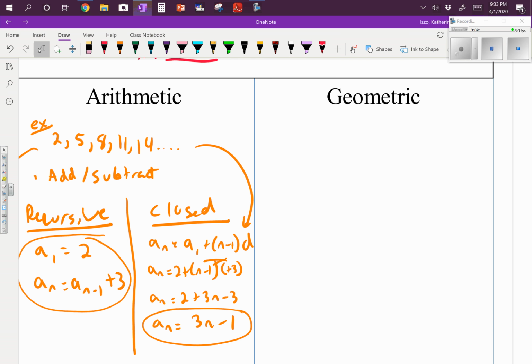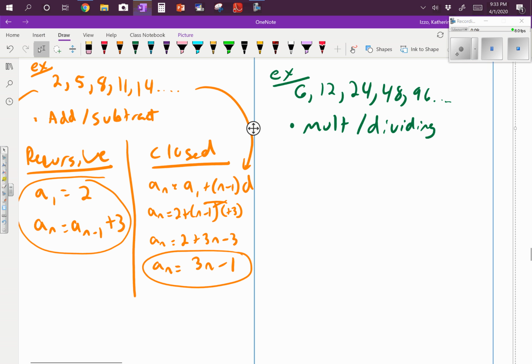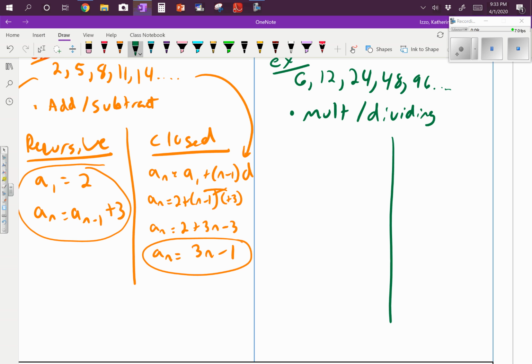Geometric. Let's do a geometric example. 6, 12, 24, 48, 96. Geometric sequences are all about multiplying or dividing. And once again, we can either write it in the recursive form or the closed form.